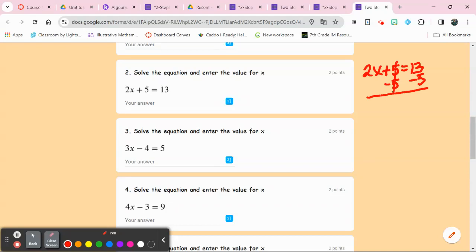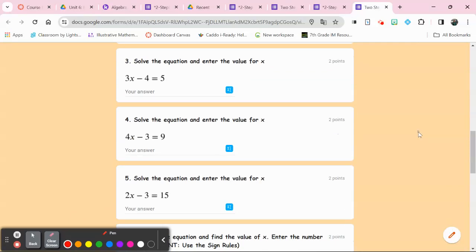That gives us 0 on this side. We still have 2 times x, and here we have 8. The opposite of multiply is divide, so we're going to divide by 2, and that leaves us with x equals 4. That would be all you'd need to put in if that's a Google Form. All right. If you need to pause in between these or slow down, please do so. I'm just trying to do this at a pretty good rate.